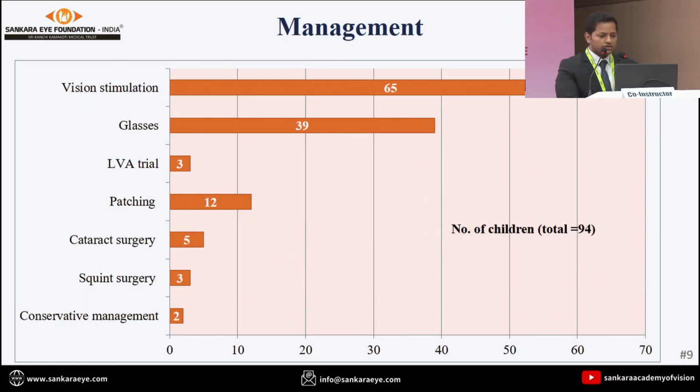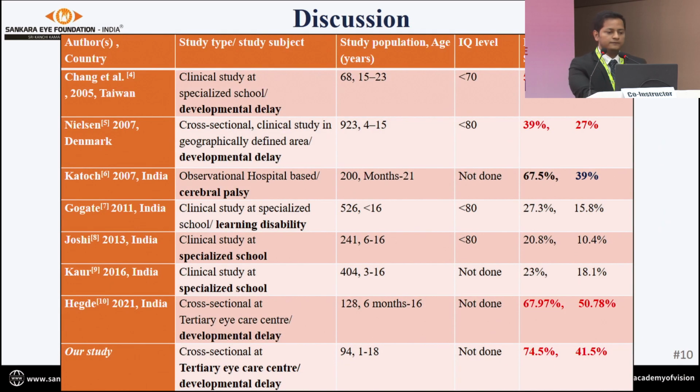We advised visual discrimination exercises in 65 children, followed by glasses in 39. LV trial was possible in 3, and patching, cataract and squint surgery were advised in 12, 5, and 3 children respectively. To compare with other studies, our results in developmental delay children were similar and comparable with a study done in India by Hegde et al.